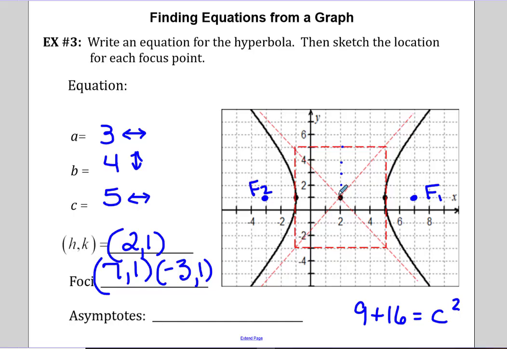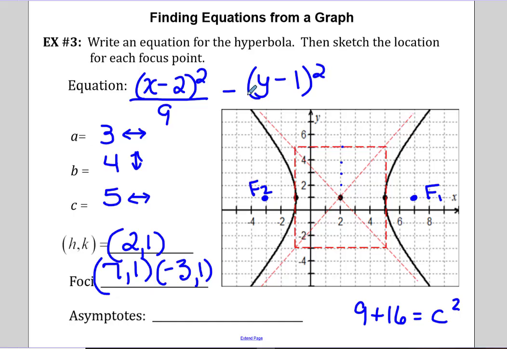And then we need the asymptotes, where rise is 1, 2, 3, 4, and run is 1, 2, 3, so b over a. And we need the equation. Since the A was centered on the x-axis, we have (x minus h) squared over a squared, and then (y minus k) squared over b squared, and that's always equal to 1. Be sure to remember it's an equation, so write the equals 1, don't leave that out.